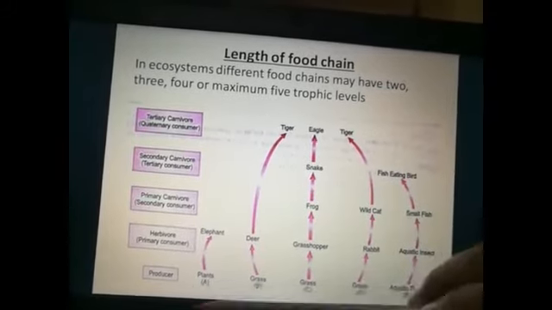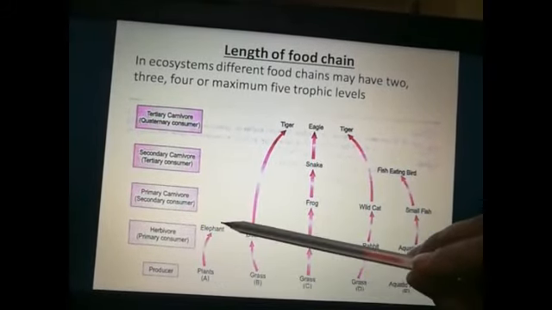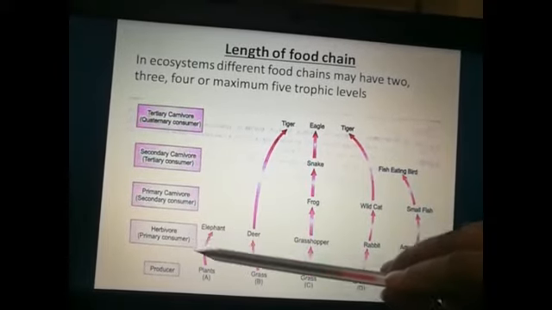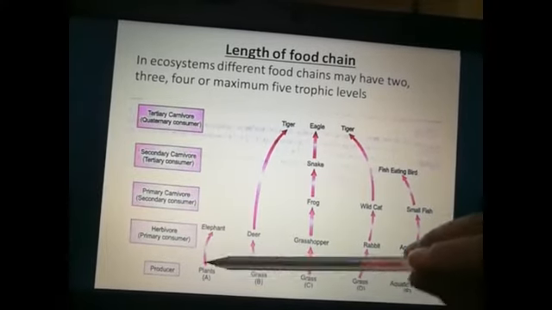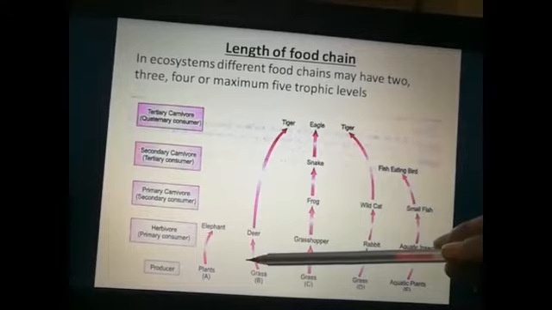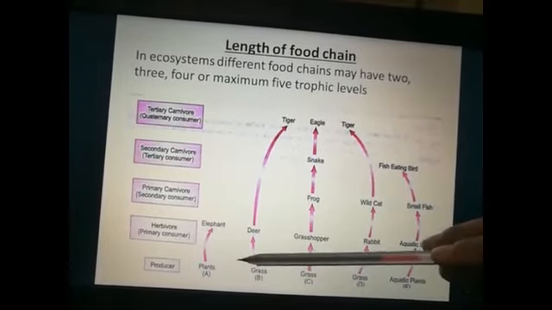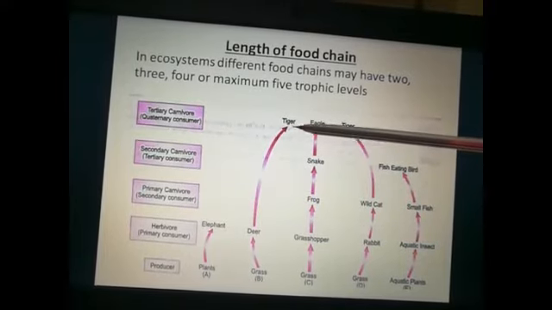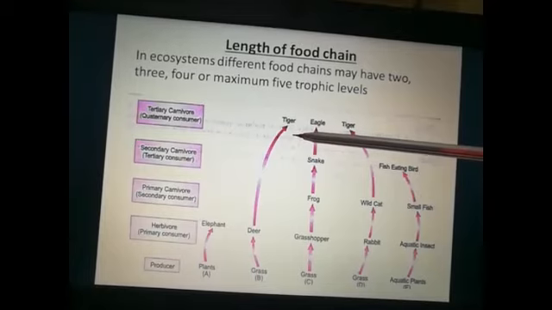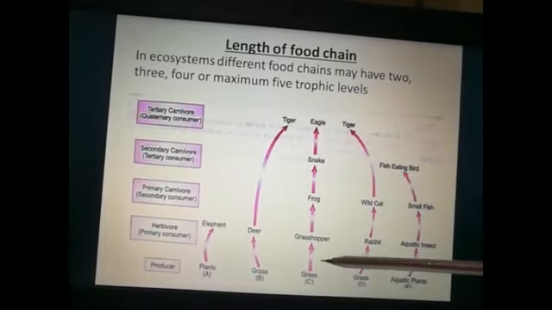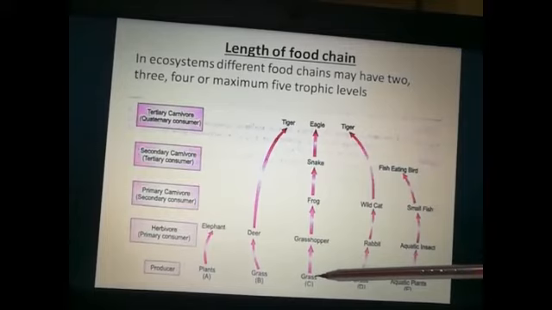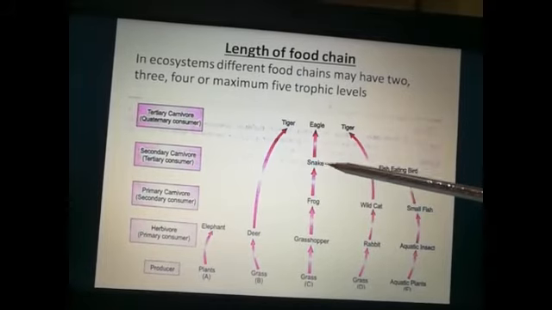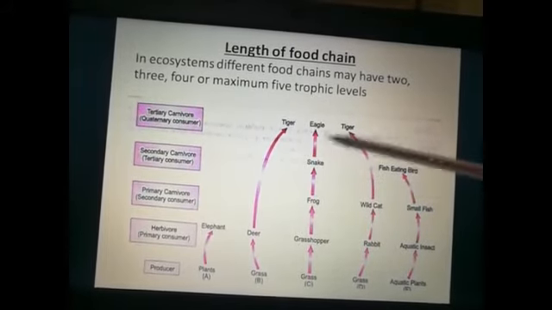Here you can see the first example. A plant is consumed by an elephant. Plant is a producer and elephant is a herbivore, that is a primary consumer, and the food chain stops here. But some food chains have 3 organisms in them. A grass, which is a producer, is consumed by a herbivore animal, which in turn is directly consumed by a tertiary carnivore. In this food chain you have 5 trophic levels: grass consumed by grasshopper, grasshopper by frog, frog by snake, and snake by eagle, which is a longer food chain.